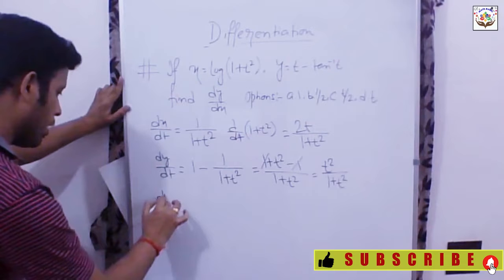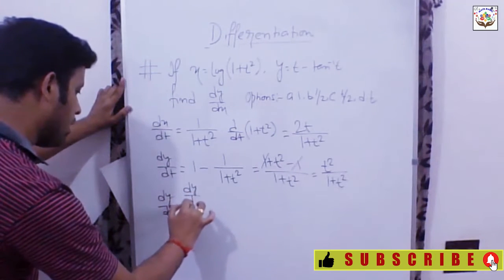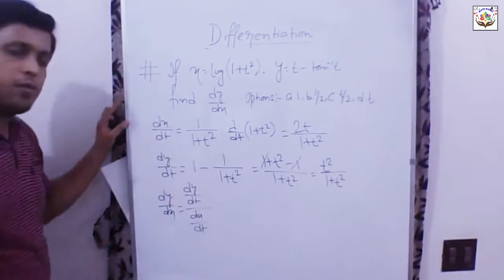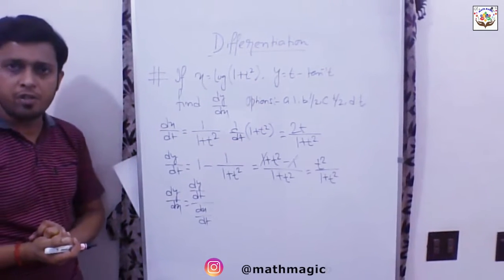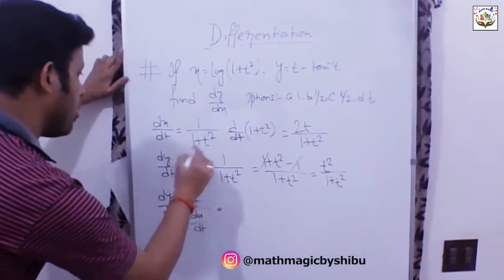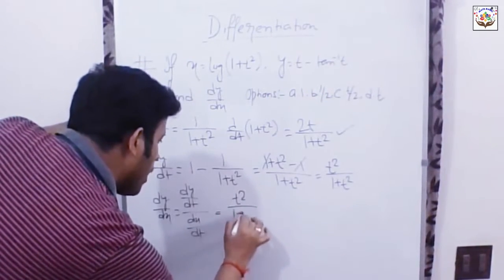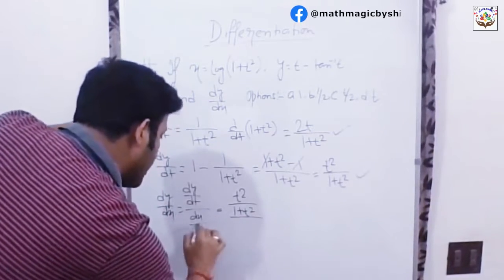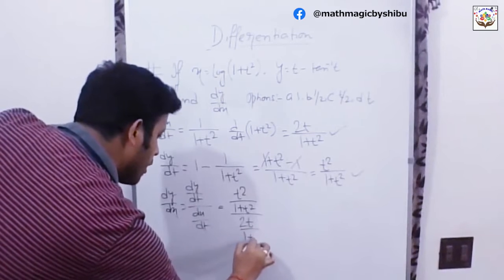So can we write dy/dx equals dy/dt divided by dx/dt? Okay, I hope you have seen this kind of problems in my previous videos of differentiation. Okay, so let us just put the value of dy/dt. So it will be t² by (1 + t²) as the value of dy/dt, and dx/dt value will be this one, 2t by (1 + t²).